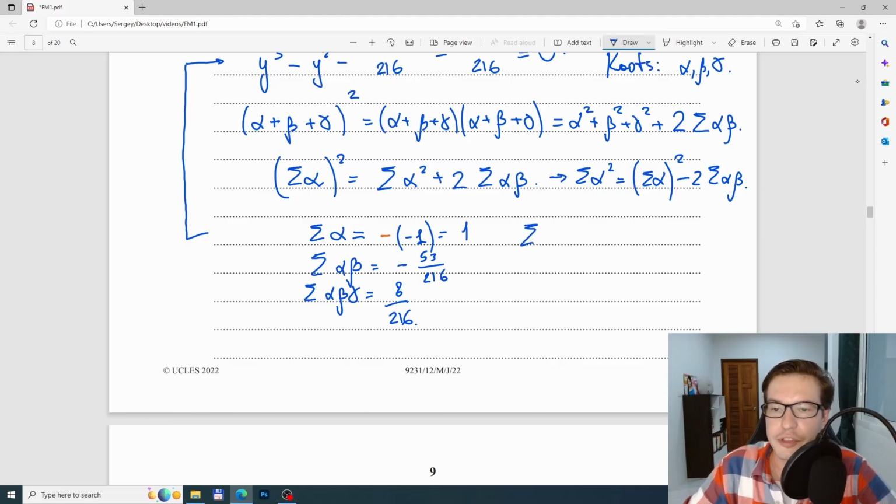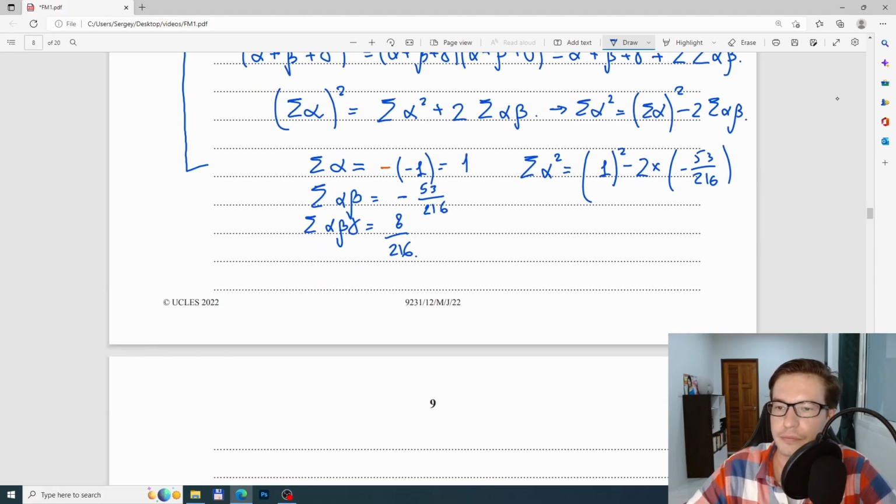Right, we're looking for the sum of alpha squared. We already know what the sum of alpha is. It's 1. So it's 1 squared minus 2 times the sum of alpha beta, that is negative 53 over 216. And if we simplify that, we'll get the final answer, which is 161 over 108. Let's put it somewhere here.